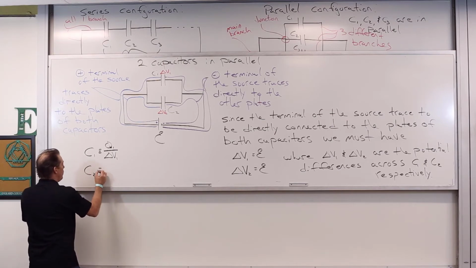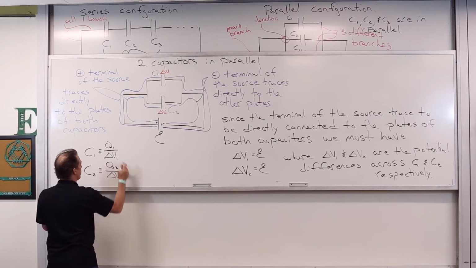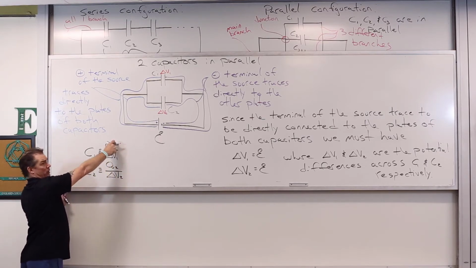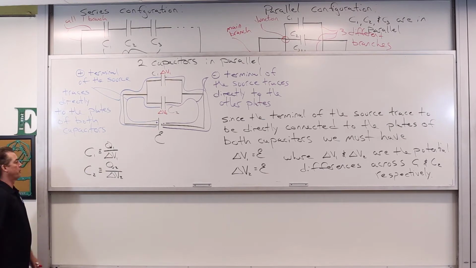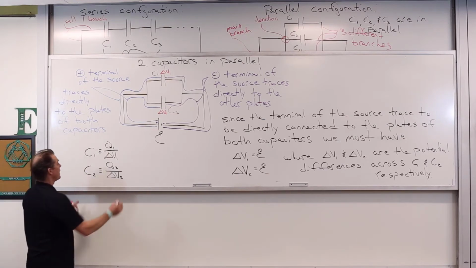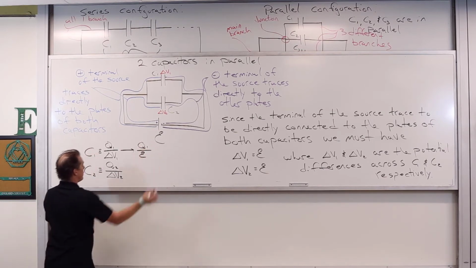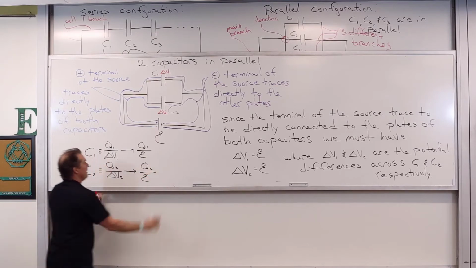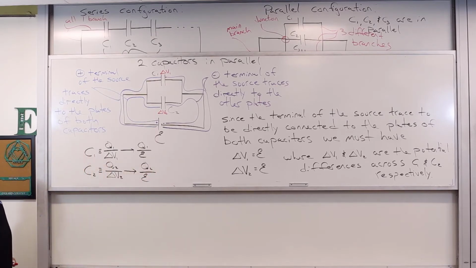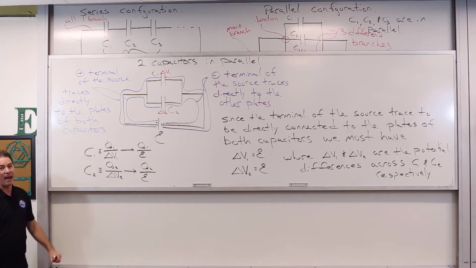And C2, by definition, will be Q2 divided by delta V2. The charge it stores, or the charge separated between the plates, divided by the potential difference across the plates. Well, but in this particular case, this goes to Q1 divided by the source potential, and this goes to Q2 divided by the source potential. So are Q1 and Q2 the same? Only if C1 and C2 have the same capacitances.